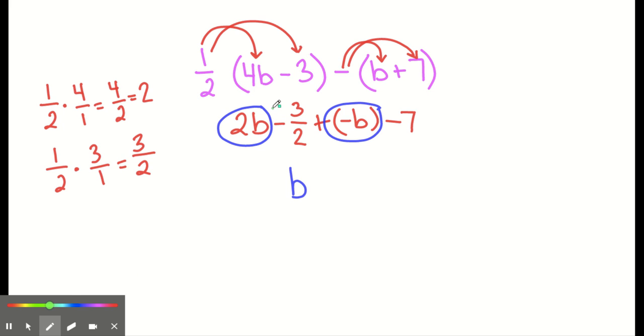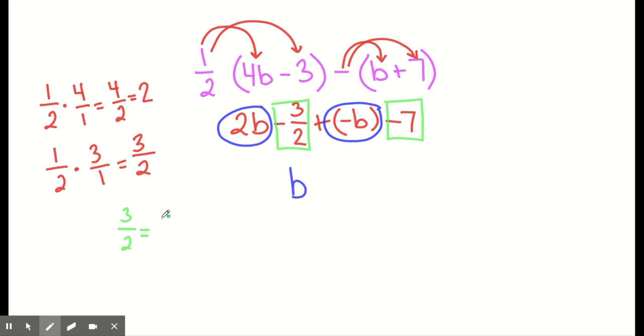Here we do have a -3/2 plus a -7. So since they're both negative, they're going to stay negative. And we actually know that 3/2 is the same as 1 and 1/2. So 1 plus 7 would be 8, so it's 8.5. So this is b minus 8.5.